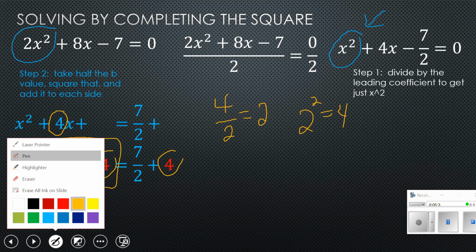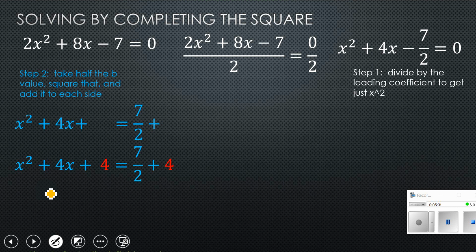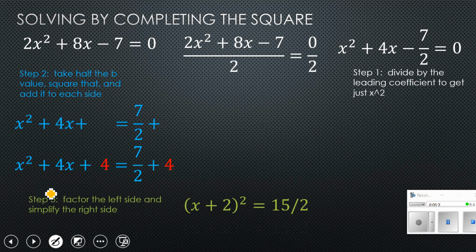Okay, so at this stage we're down to step 3. On the blue step we've added 4 to each side because that's half the b squared. And now we're going to reform and factor the left side. This side over here factors nice, like this right here. It's always going to be a perfect square trinomial because that's how we built it. We took half the b and squared it and added it to both sides.